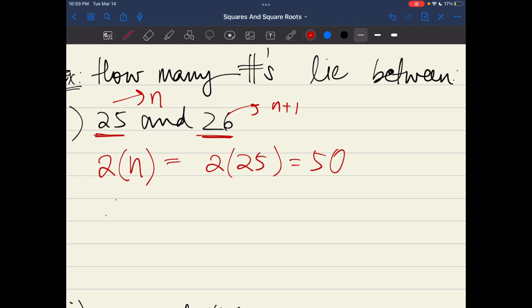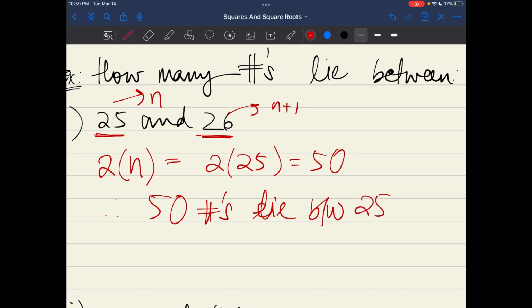Therefore, 50 numbers lie between squares of 25 and 26.